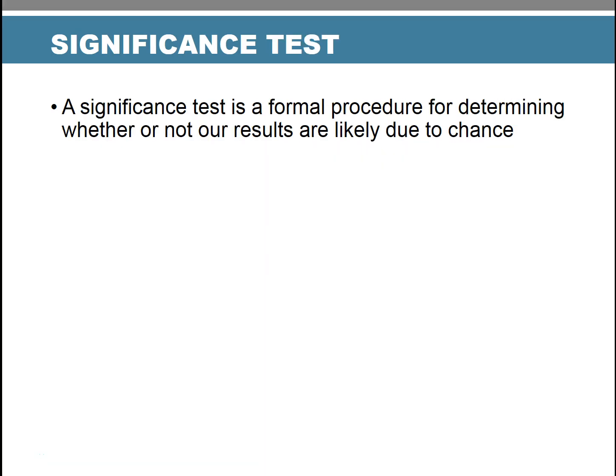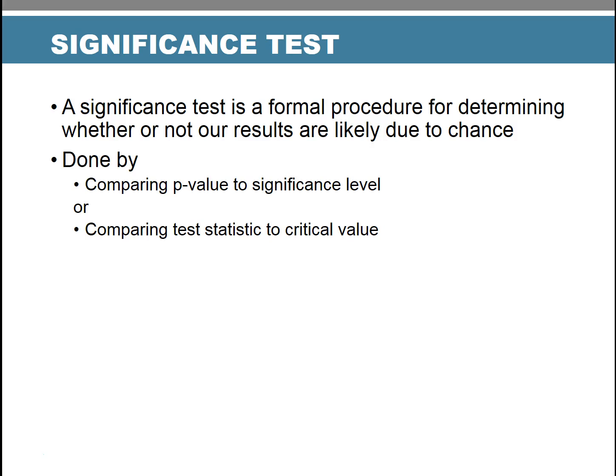A significance test is a formal procedure for determining whether or not our results are likely due to chance or if this is an accurate result that we are seeing. So this is an effect of our experiment or this is some sort of effect that we're observing in the natural environment. We do this by comparing the p-value to the significance level or comparing the test statistic to the critical value. You only need to do one of these two methods for any given statistical test that you perform. But there are two different methods for determining significance, so we will talk about and learn how to do both of those.